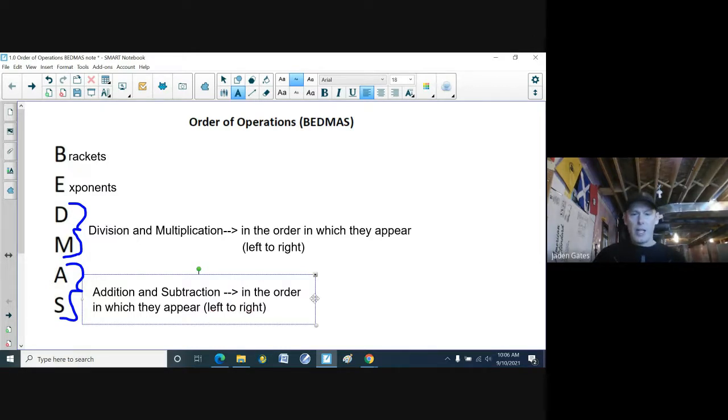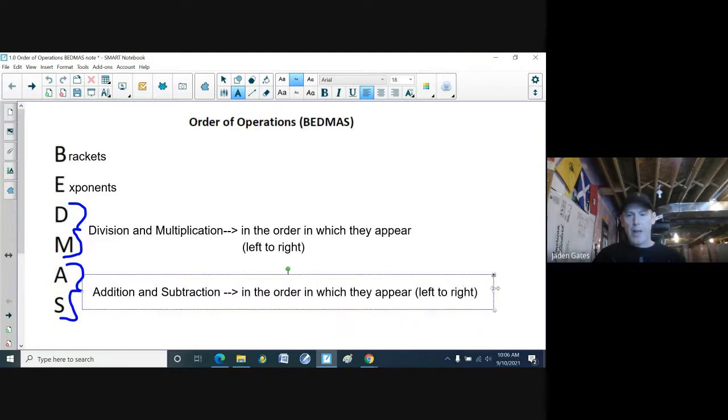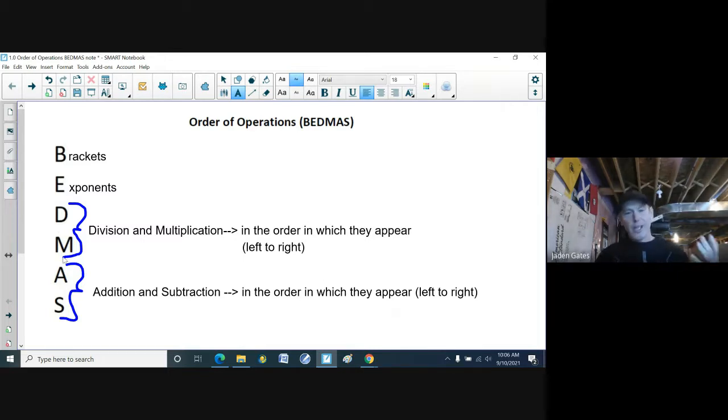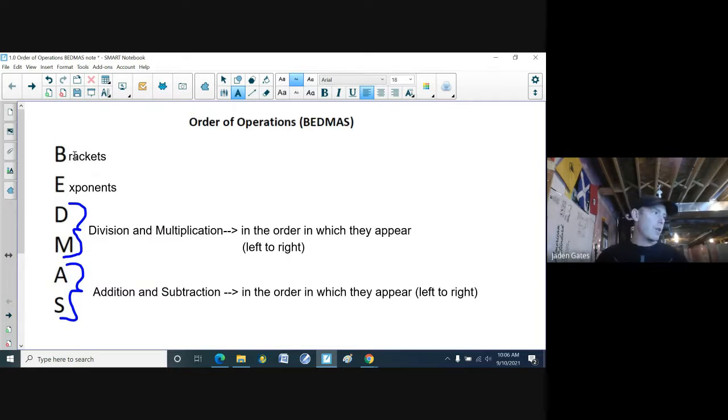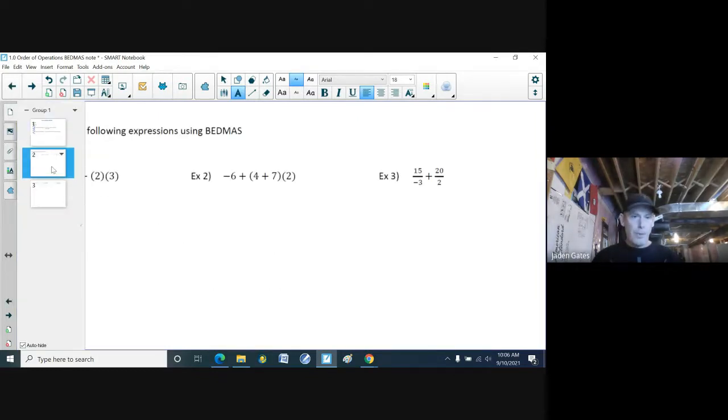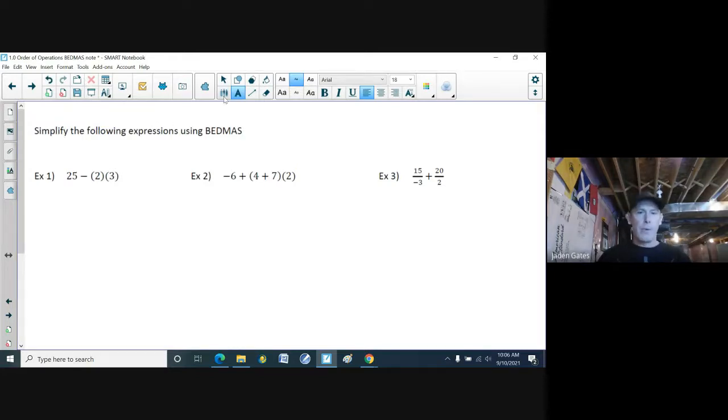All right, now here's the key: when we are looking at different mathematical expressions or equations, you don't always use all these letters. Just like when you're in English, you don't always use all the words or letters for different sentences. So similar idea. All right, so this is the order of operations that we're going to use to solve equations. So for example, a couple of examples actually, we're going to simplify the following expressions using BEDMAS.